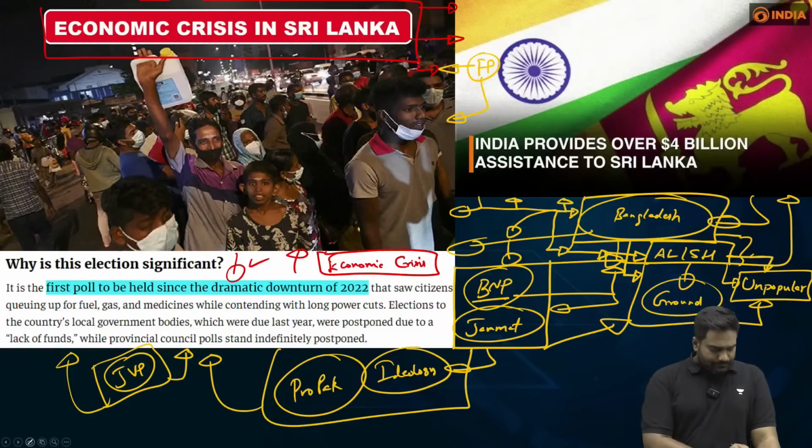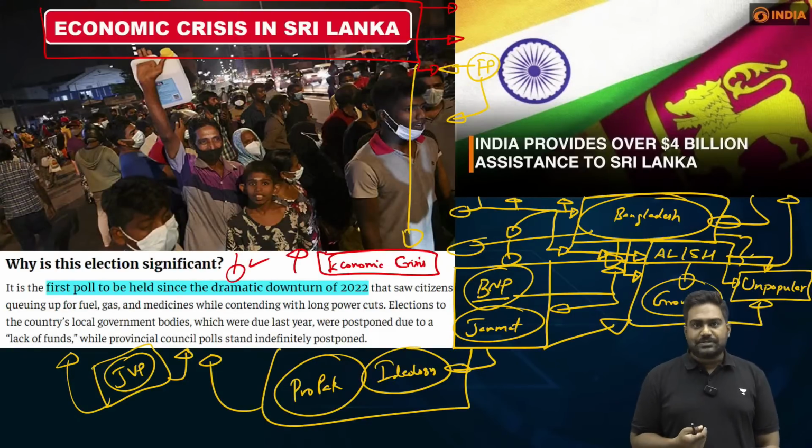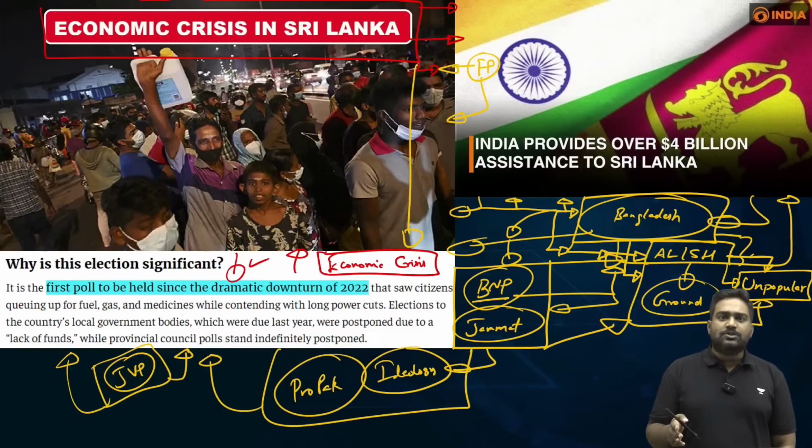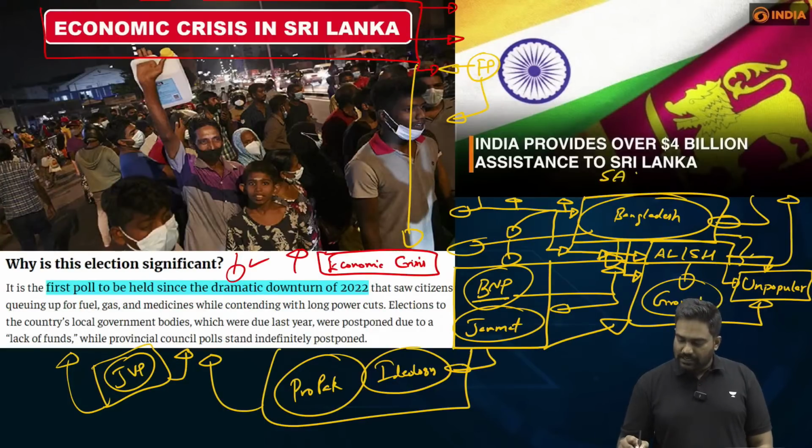Now for India, when the economic crisis hit the country because of the economic mismanagement, it was about protecting the country and protecting our own interests. Eventually, the people who were frustrated, they threw out the Rajapaksa brothers from power, and India stepped in to assist the country in line with our SAGAR doctrine, security and growth for all in the region.